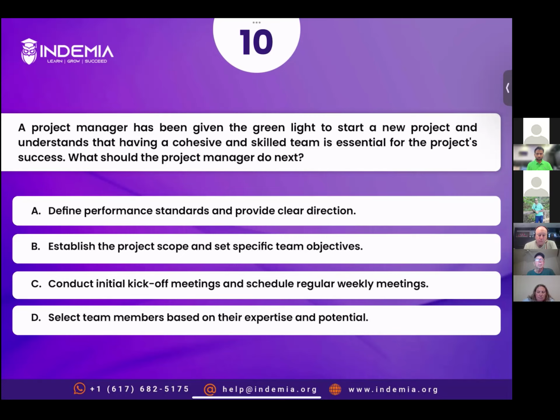All right, Basma, you have chosen option B. Okay, so right after you just knew that you have a new project and you understand that you need a cohesive and skilled team for the project. But the first thing that you need to do is establish the project scope, and you need to set the objective before selecting the team. No. All right, thank you.